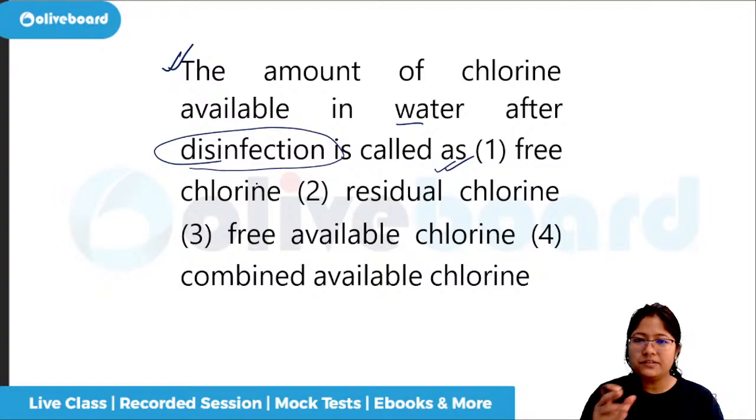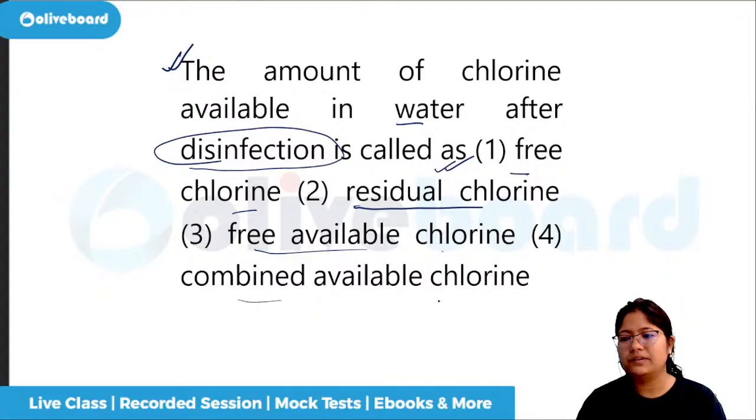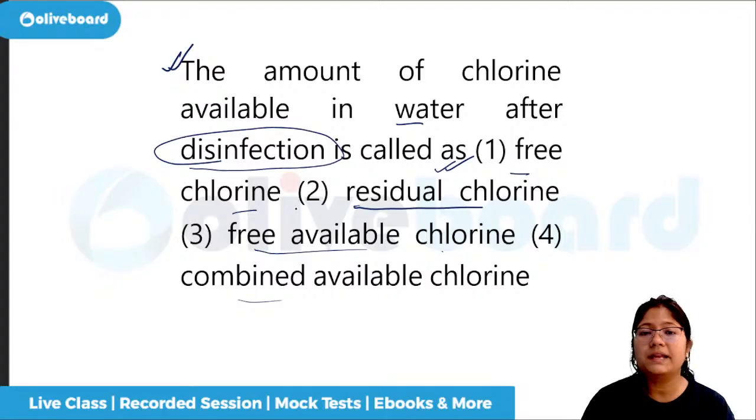Next question, the amount of chlorine available in water after disinfection is called as. Now, if there is disinfection, then is there any chlorine which is left? If it is left, is it known as free chlorine? Or after the disinfection, the amount of chlorine that is left, at least for some time, some smell of chlorine will be there. We all know that, right? It is known as the residual chlorine, free available chlorine, or combined available chlorine. Try. What is the answer? It is known as, what is left behind is always known as residual, right? Very good, Shivani. What is left behind is always known as residual. So it is the residual chlorine.